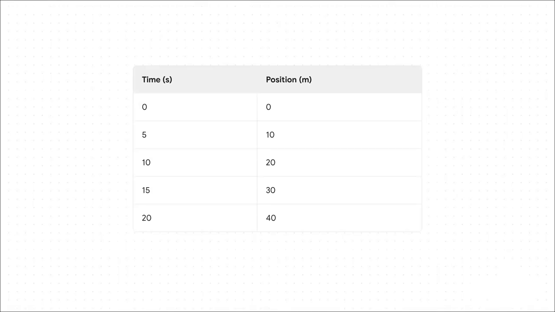Okay, now let's turn that picture into some hard numbers with a data table. So at time 0, we're at position 0. Makes sense? After 5 seconds, we're 10 meters down the road. After 10 seconds, we're at 20 meters. You see the pattern here, right? For every 5 seconds that pass, the car moves another 10 meters. This table is telling the exact same story as the oil drops, just way more precisely.